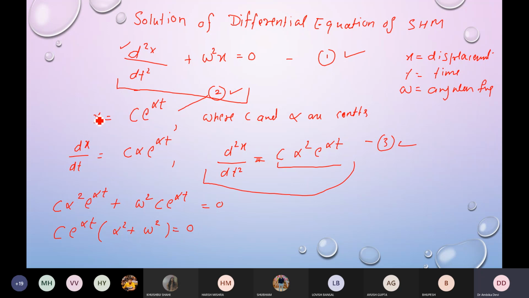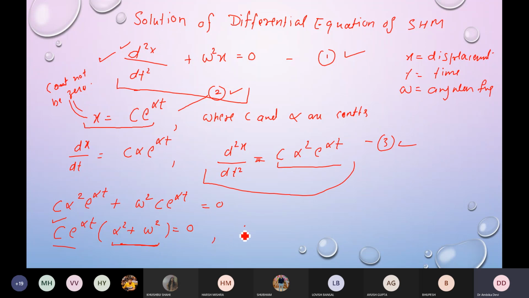Right? Now since this is a feasible solution of this equation, it cannot be equal to 0. But in order to satisfy this equation, either this or this has to be 0, right? One or both of these two should be 0 in order to satisfy the equation. But since this is not equal to 0, it means that the quantity inside the bracket is equal to 0.